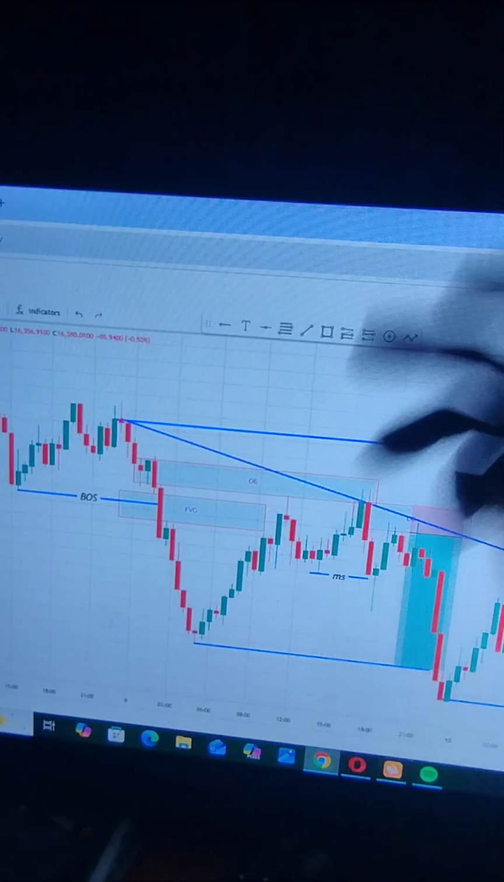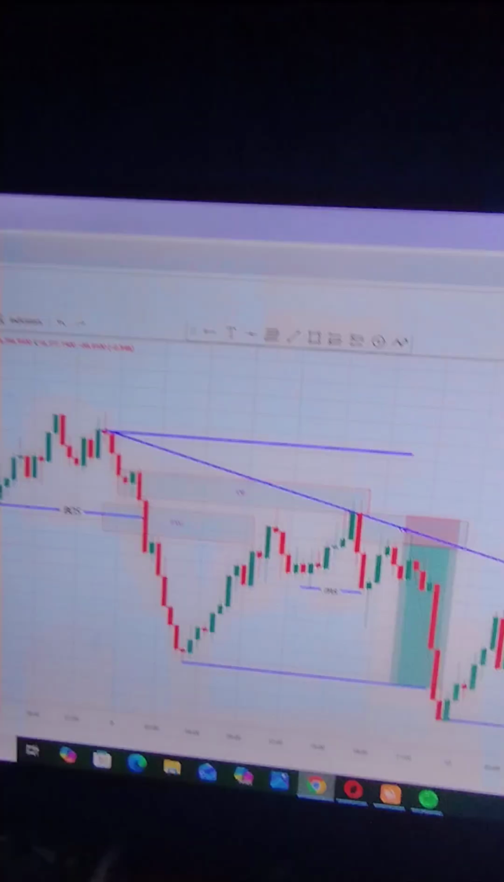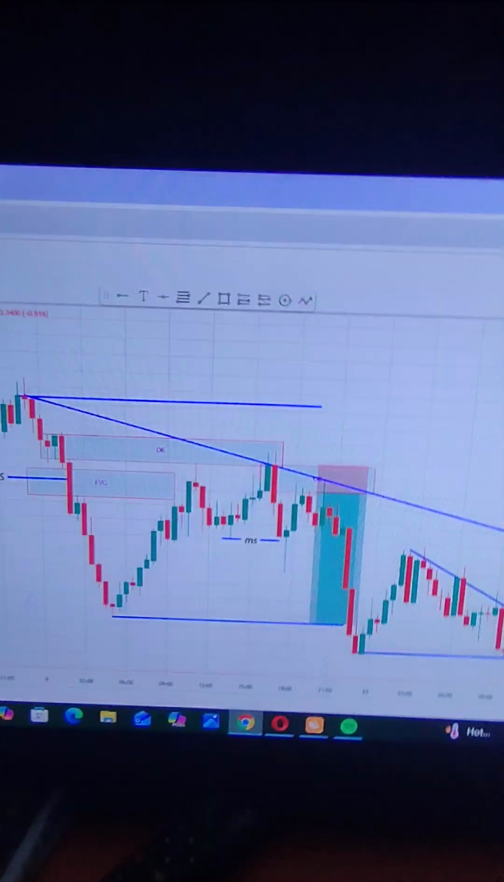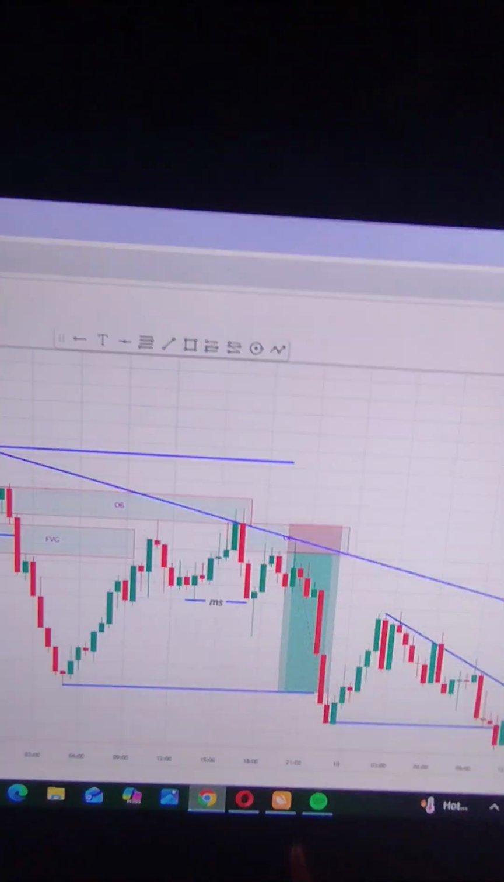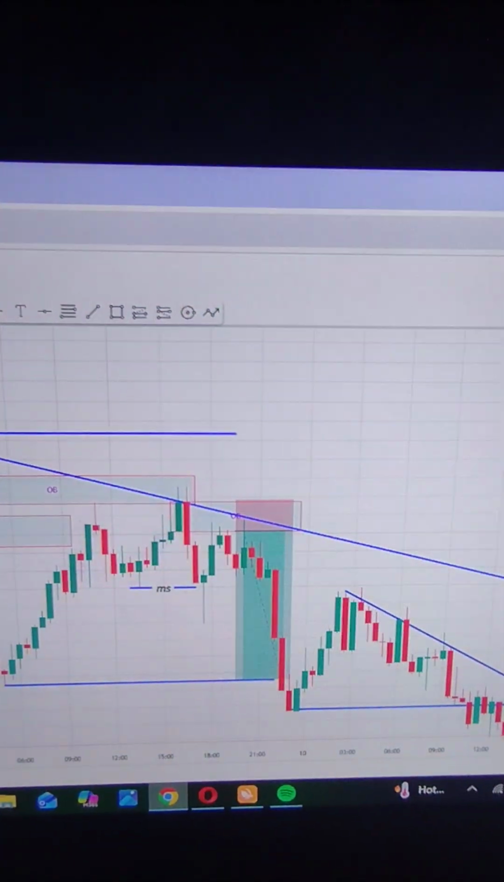After marking those three things, you wait for the market to pull back. What am I saying? You wait for the market to pull back before you start making more analysis and deciding when to enter. So this is where you are to enter.